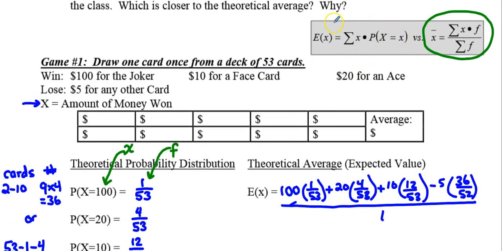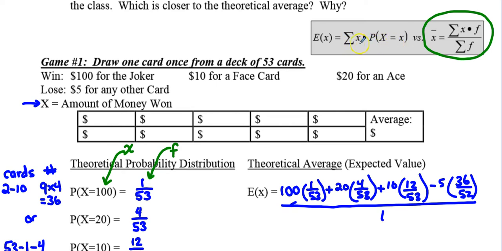So this is the reason why the expected value, which is really the same as the average, is written a little bit differently. It's just written as the sum of each value of x multiplied by its probability.